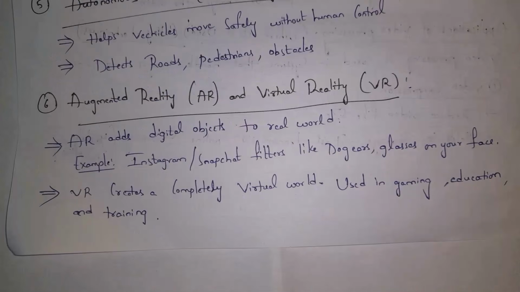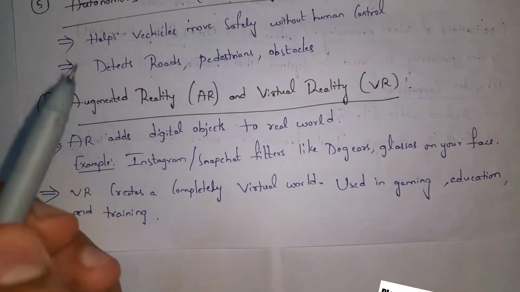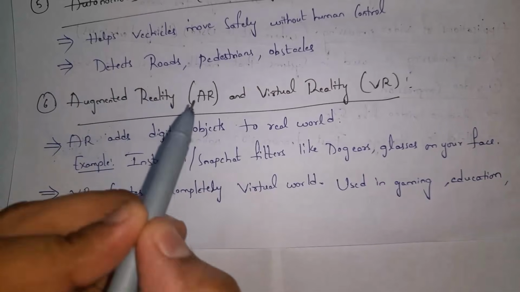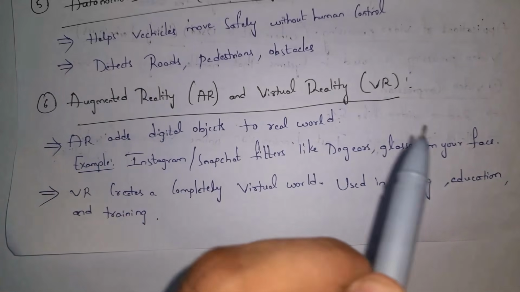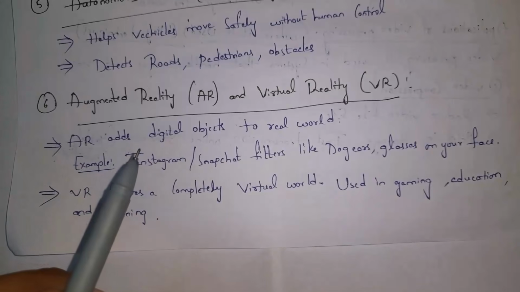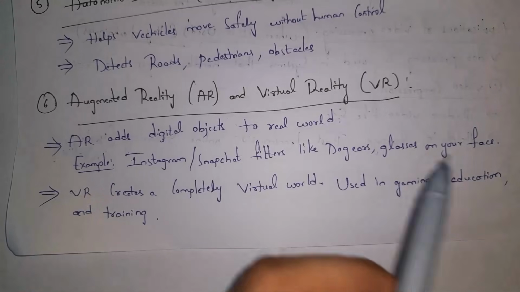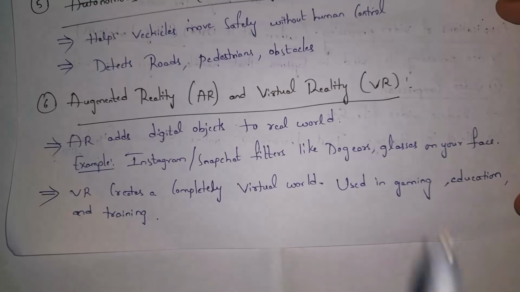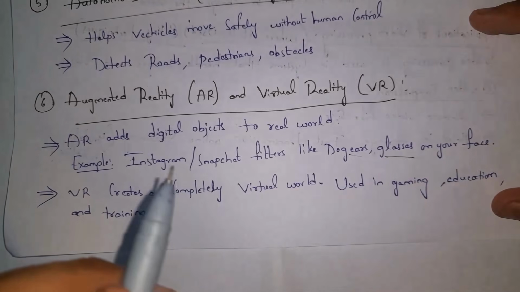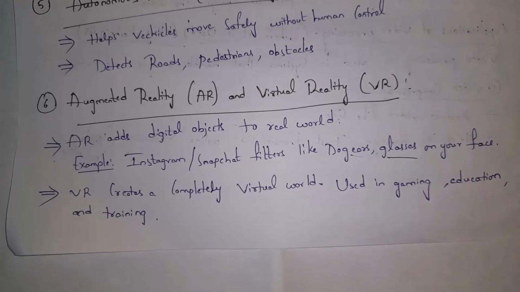And we also need video processing in augmented reality. Shortly we call it as AR, and virtual reality. Shortly we call it as VR. Guys, AR can add digital objects to real world. Guys, for example, if we consider Instagram and Snapchat, we can add various filters to our image. Like we can add dog ears and glasses, etc. So we call these dog ears, glasses as digital objects. So we can add digital objects to real world images.